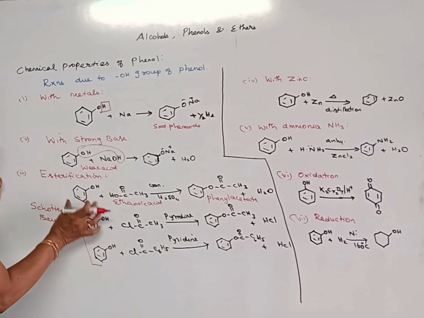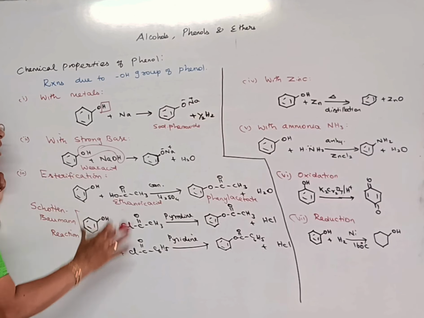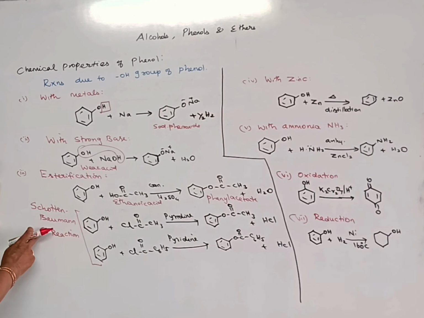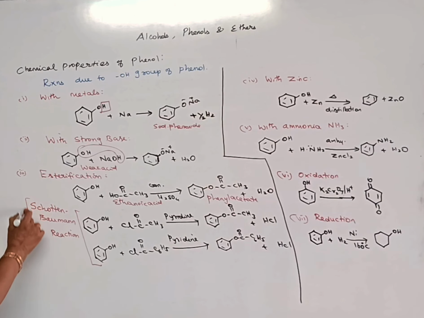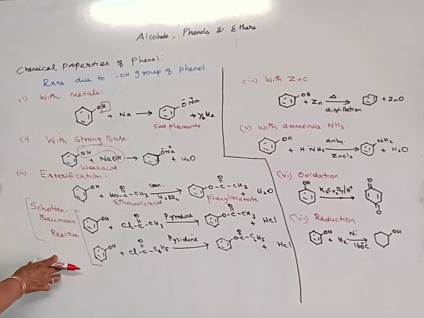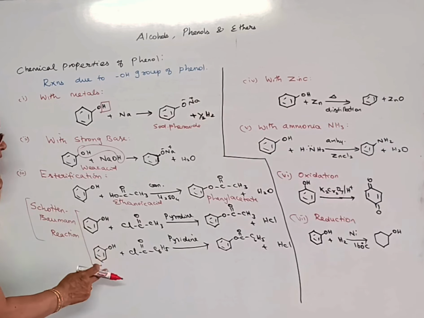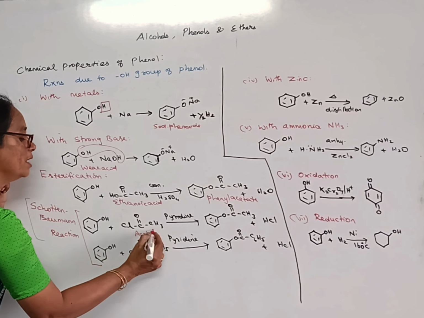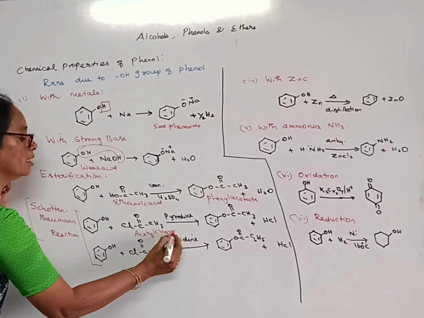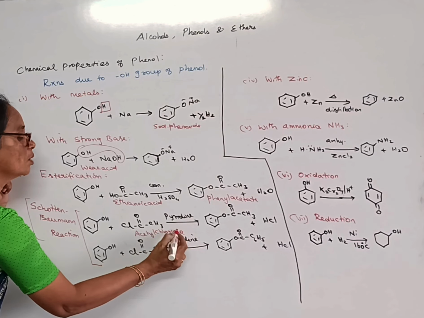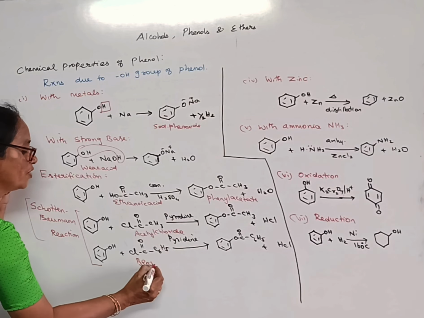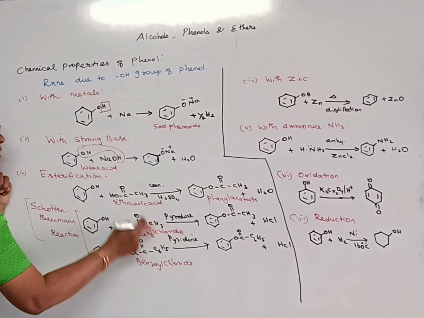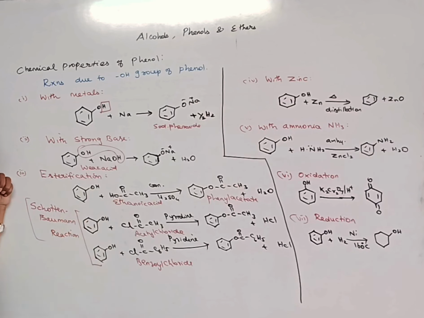Suppose the same esterification is carried out with an acid halide, then the reaction is said to be the Schotten-Baumann reaction. It is a name reaction. Here the phenol may react with either ethanoyl chloride, whose common name is acetyl chloride, or even benzoyl chloride. C6H5COCl is called benzoyl chloride. CH3COCl is called acetyl chloride.